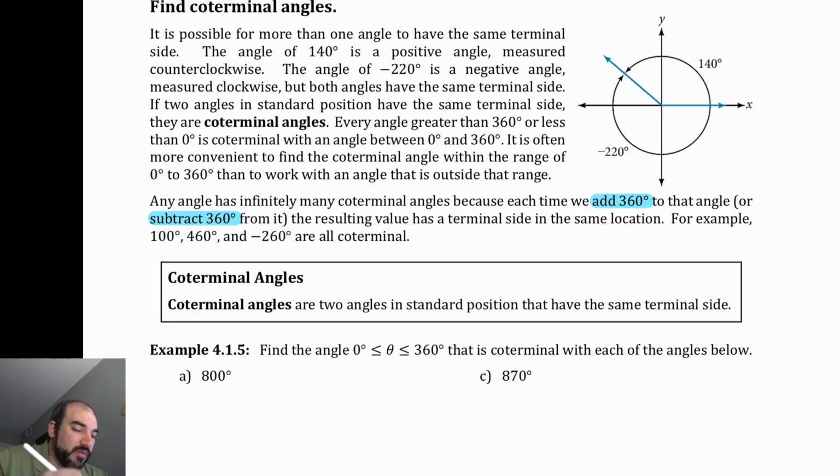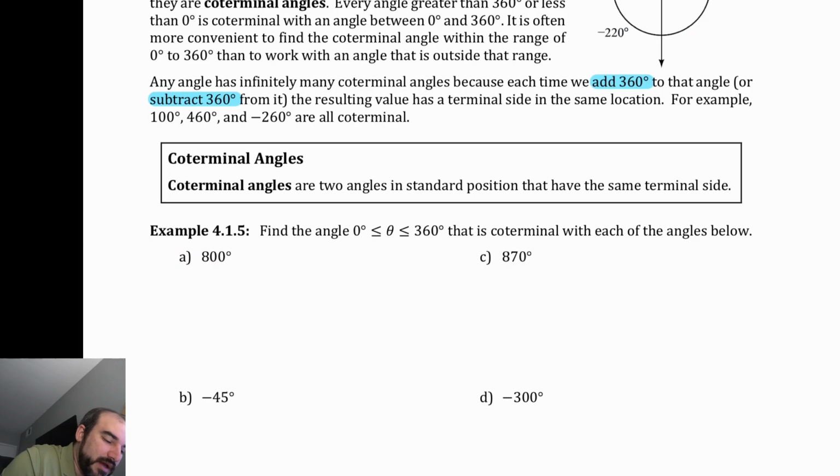But I really don't want to do the spiraling around, so we can find an angle that's less than 360 or within one revolution that lands in the same spot. The terminal side lands in the same spot, and all we do for that is take our 800 degrees and subtract 360 from it, and that gives us 440.